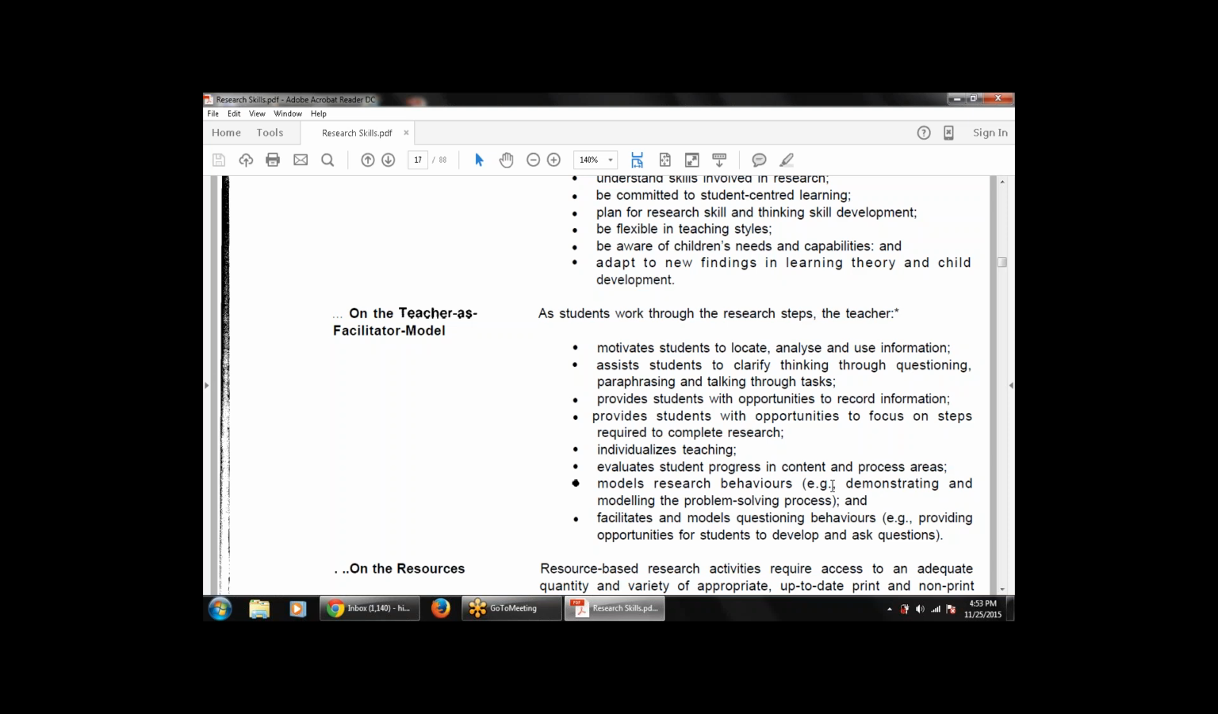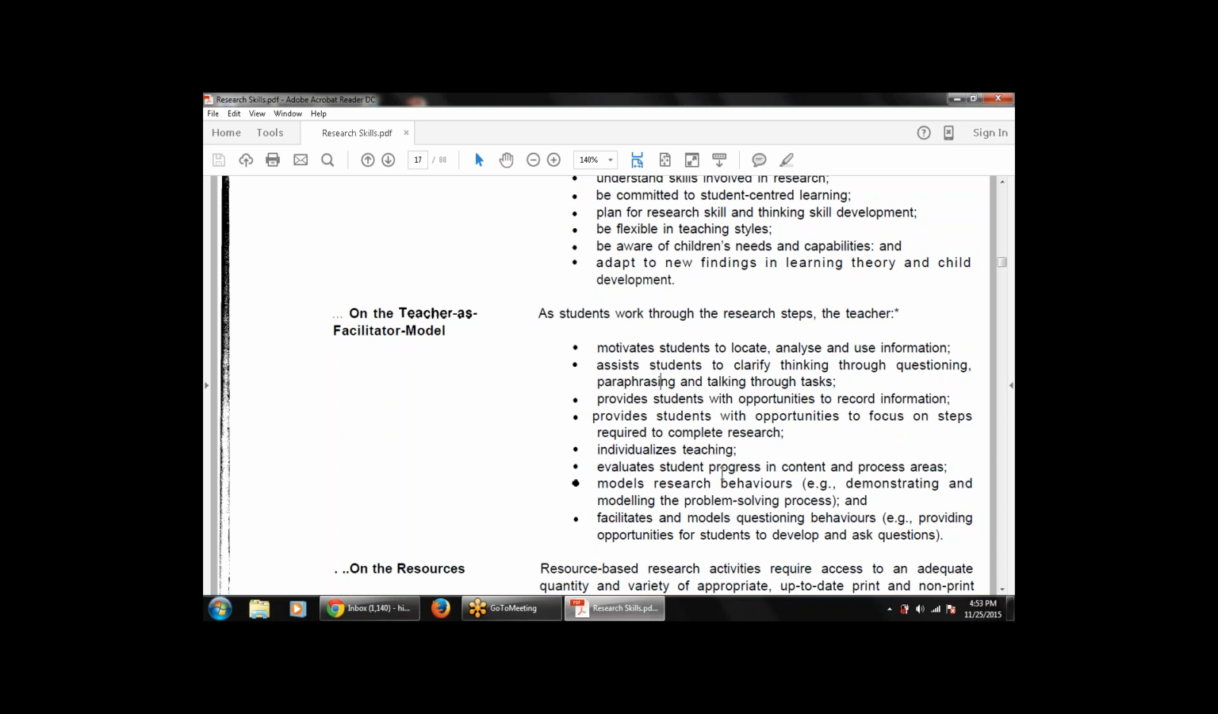The teacher also individualizes the teaching. The teacher must focus on each and every student individually, not only the creamy students, the most intelligent students. No. Or only the front benchers. No. The main focus of the teacher is to facilitate, as a facilitator, to focus on each and every student, providing students with opportunities to focus on the steps required to complete the task. The next is individualized teaching. So the teacher must also individualize the teaching, that is, focus individually on each and every student.